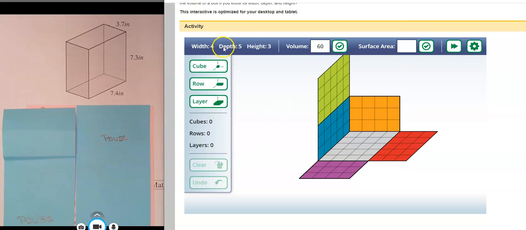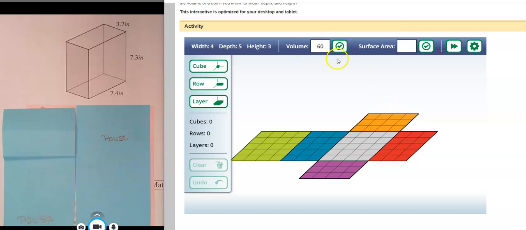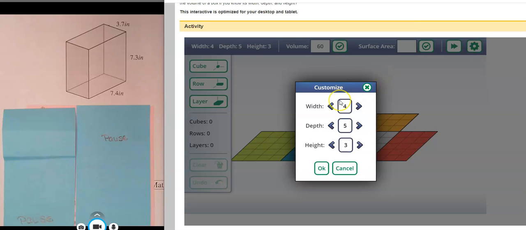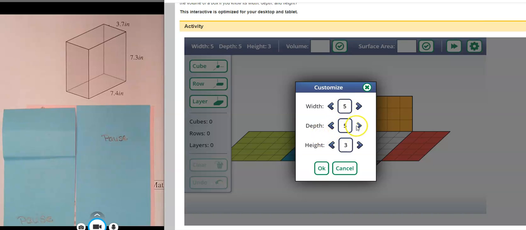You can clear it off. You can absolutely change the size of the rectangular prism and find the different volumes. I don't want you to mess with surface area because it's difficult enough to make sure you understand volume. You can change the width. Now it is 5 by 5, and it's still going to take 3 layers. You can change the depth.